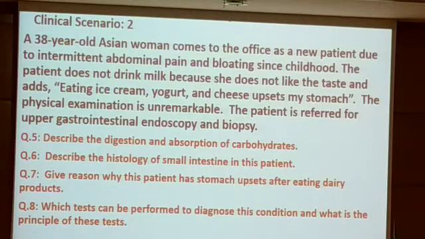Which tests can be performed to diagnose this condition, and what is the principle of these tests? It's called the hydrogen breath test. The patient is fed with lactose, and then after some time, after 15 minutes, you ask him to blow into the device. If a higher than normal amount of hydrogen is detected, then it can be deduced that he has lactose intolerance. So why is he producing more hydrogen? Because the lactose is broken down and fermented by bacteria, which produces hydrogen.